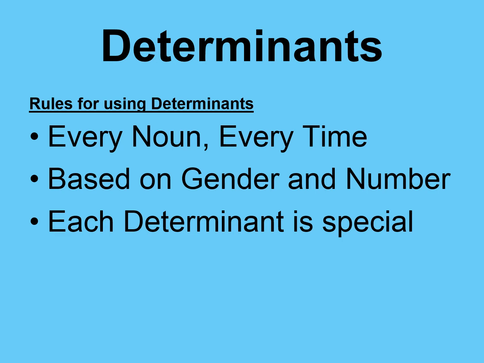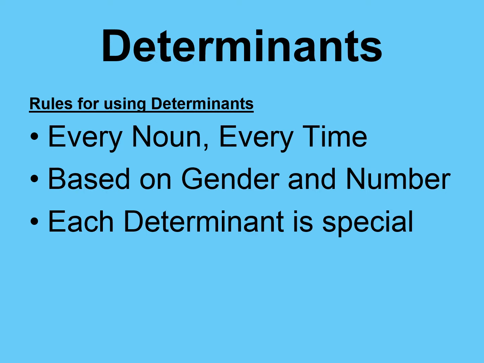You should recognize this slide. We have seen it before, but this time we're going to add what we know to our determinants. So far, we know how to use un, une, and des for a and an and some, but now we're going to add two more determinants. But before we do, let's remind ourselves exactly what we need to know about determinants overall.